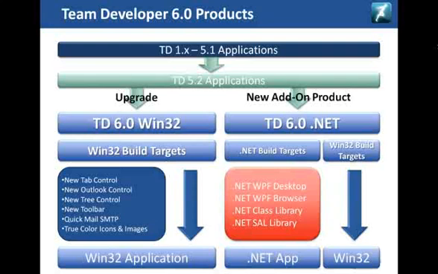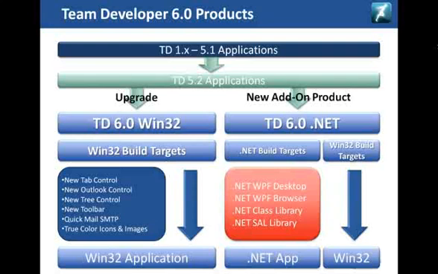If you want to go to .NET, then you need to buy a new add-on product, the TD 6.0 .NET add-on product, which has a steep discount for GLS customers. This product will give you all the new .NET build targets as well, which are .NET WPF Desktop, .NET WPF Browser, .NET Class Library, and .NET ZAR Library. And I think at the end of this webinar, it will be quite clear what each of those are. The .NET version also includes the Win32 build target, so it's kind of an enterprise version that includes everything that we have for Team Developer at the moment.